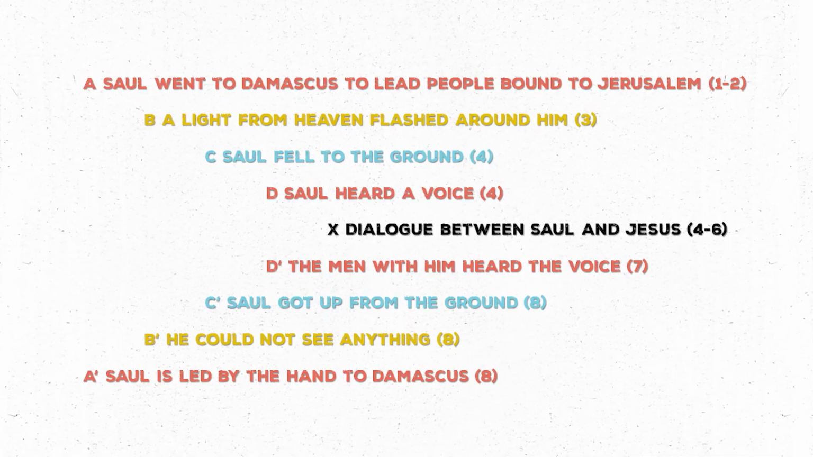So again, we have a sequence of elements that's repeated in reverse order, but just like in the Tower of Babel story, there's one part of the text that is not repeated, and that is the dialogue between Saul and Jesus in verses 4, 5, and 6, which again is the turning point of the story and the part of the story that the author really wants to draw our attention to by arranging the text the way he did. So when you're studying this text, really focus on that central dialogue and what is being said there.